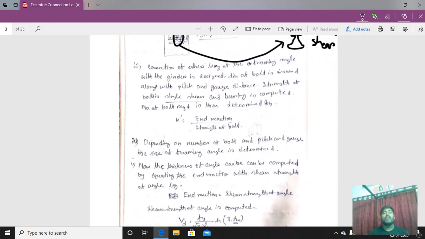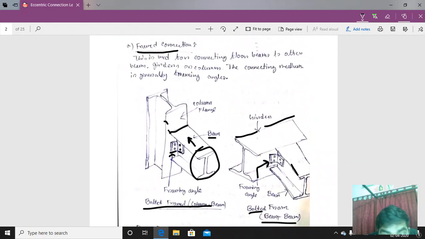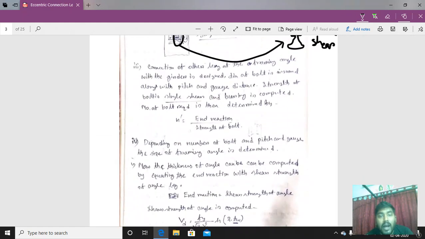Coming to step number 3, the connection of the other leg of the framing angle with the girder is designed. That means now we have to design this part. So the connection of the other leg of the framing angle with the girder is designed.